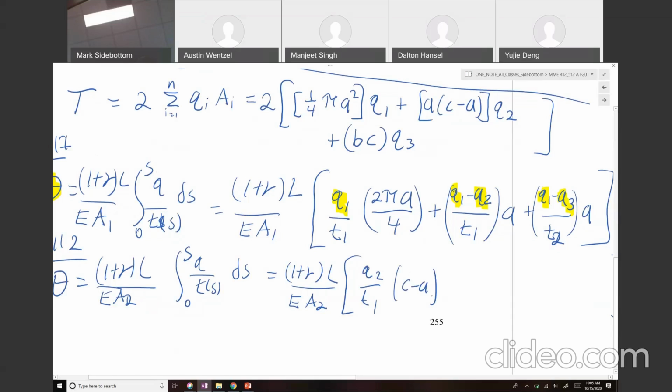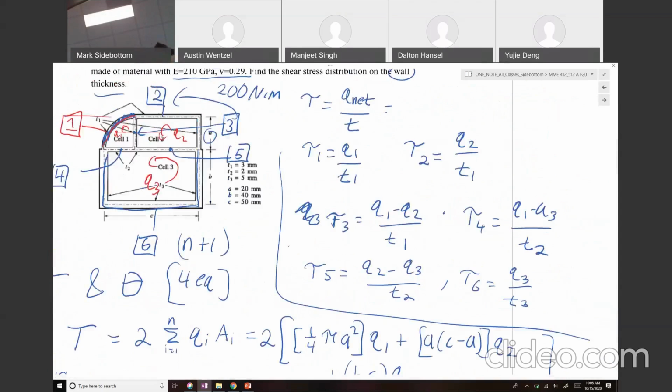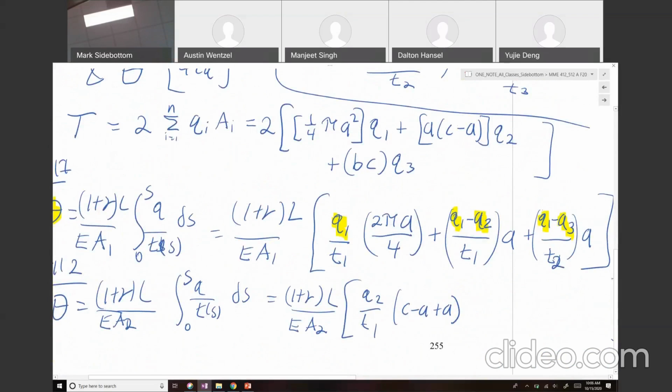Then the second part, sorry, there's actually two parts of it. It's C minus A plus A for the top of the section and the right-hand side of the cell. So the top of the section here and the right-hand side of the section here. The second part of the cell is between cells 2 and 3. So the shear flow would be equal to Q2 minus Q3 over T2, and the length of that would be equal to C minus A.